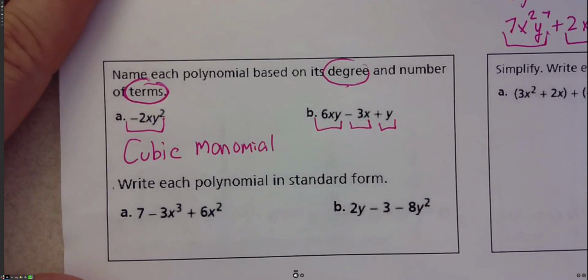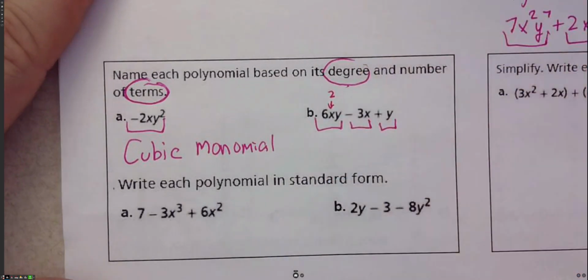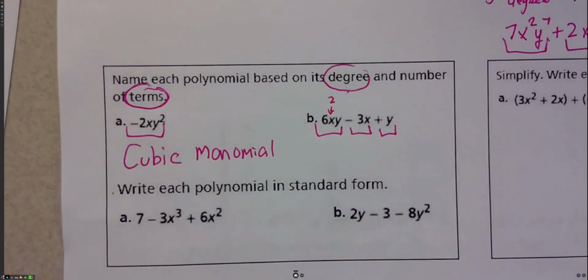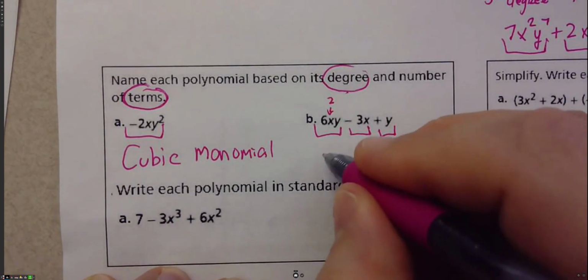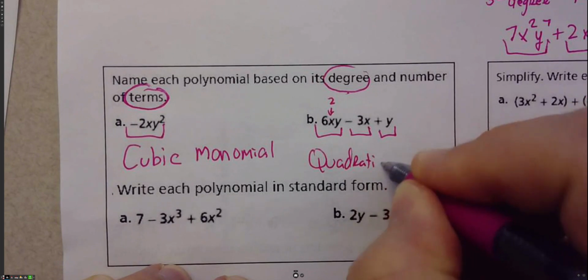Wait, does this subtraction work? Oh, yeah. The next one has 3 terms. What's our highest degree? And then our degree, this is a 2, right? So what do we call a 2 degree 3 term? It is a quadratic trinomial.